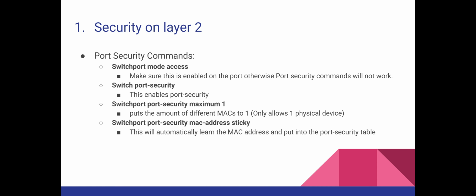A few other important commands: if you want to enable port security, you first have to set switchport mode access. You can also decide, okay, we have port security, but we only want one MAC address or one computer to be on that port. That's why we use port security, and in this case we put it to a maximum of 1. And usually you put in the MAC address manually, and that's a lot of manual labor. So there's also an option to put in sticky, which allows the MAC address to be learned and then put in the port security table.